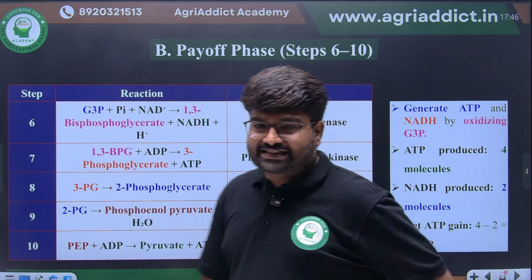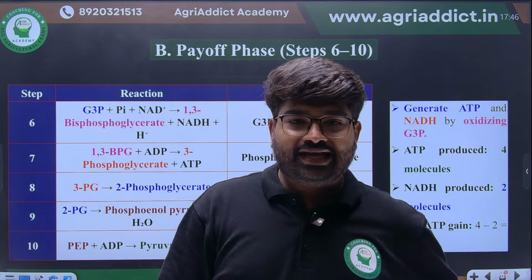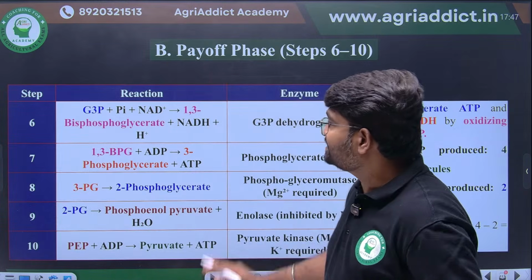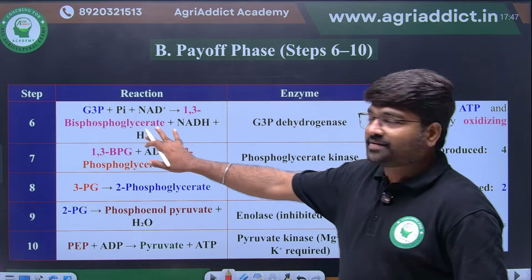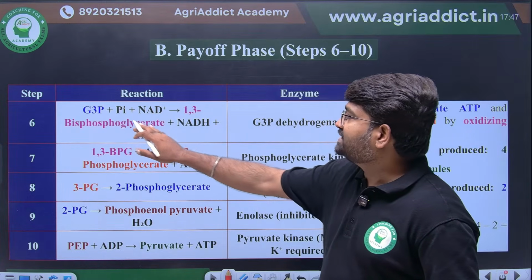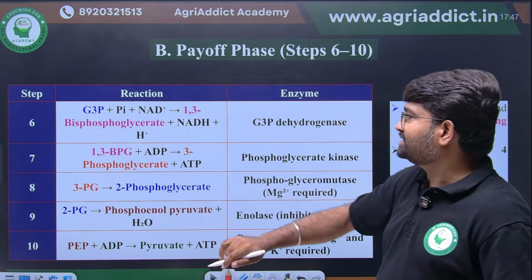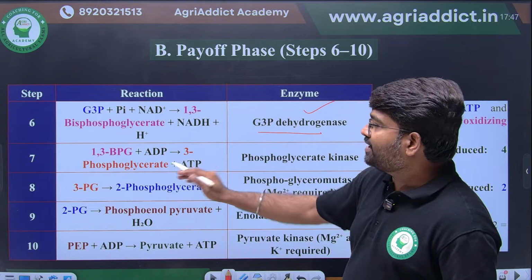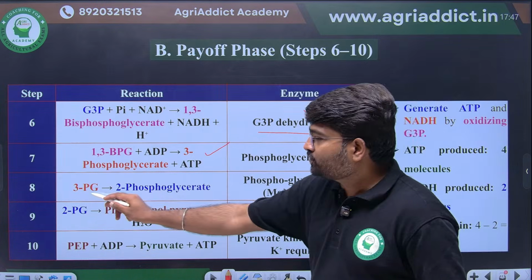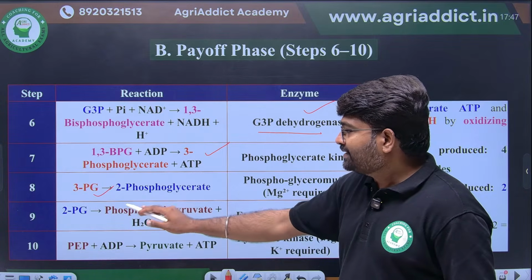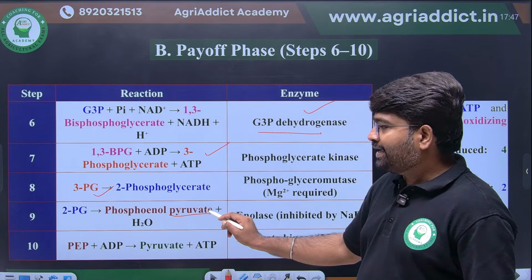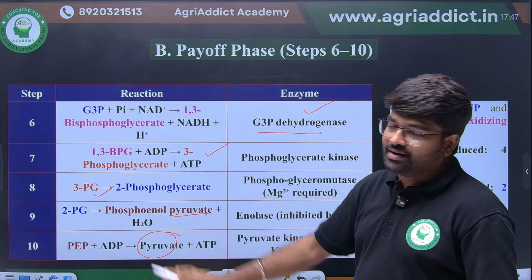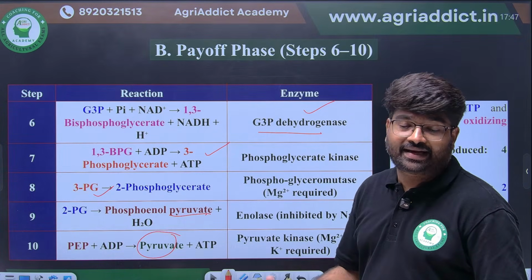Okay. The next phase is the payoff phase. Here we are going to synthesize ATP. The 6th step is glyceraldehyde 3-phosphate being converted into 1,3-bisphosphoglycerate by the enzyme G3P dehydrogenase. This will be converted into 3-phosphoglycerate, then 2-phosphoglycerate. This will be converted into phosphoenolpyruvate, and phosphoenolpyruvate will be converted into pyruvate. These are the 10 different enzymatic catalyzed reactions.